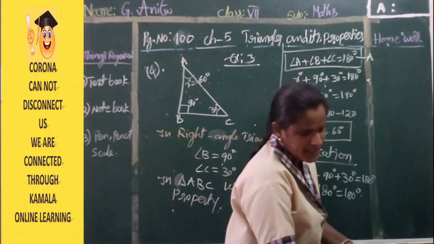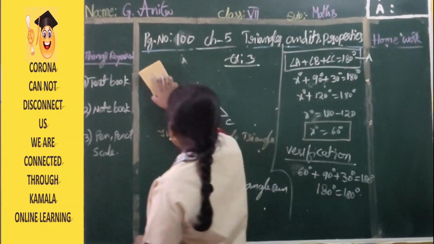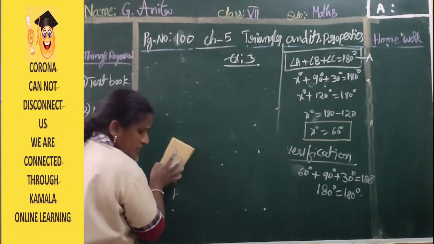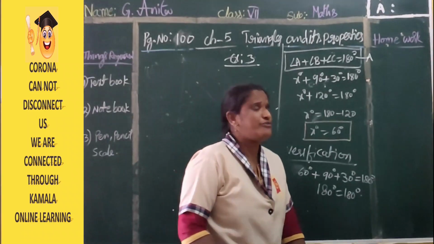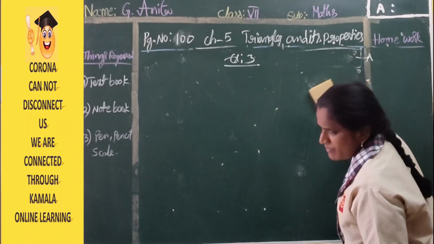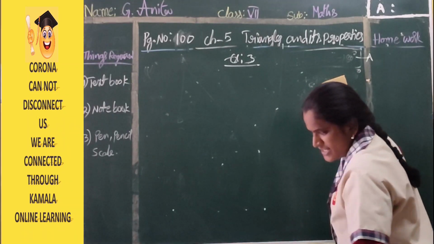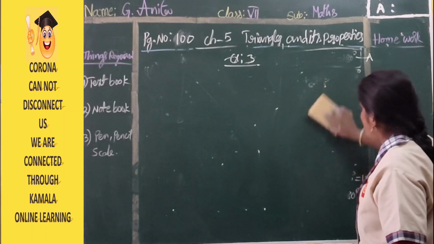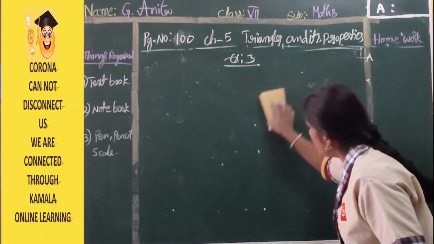Next we are going to start the fifth problem. The fifth problem is very easy and simple also. They are asking true or false values, so you have to do that one. Next, sixth problem, everyone look at your textbook. Page number 101. You have to observe the sixth problem.